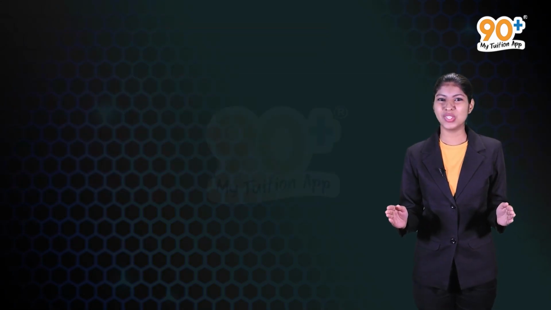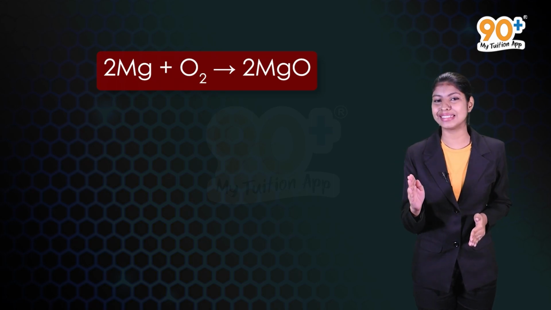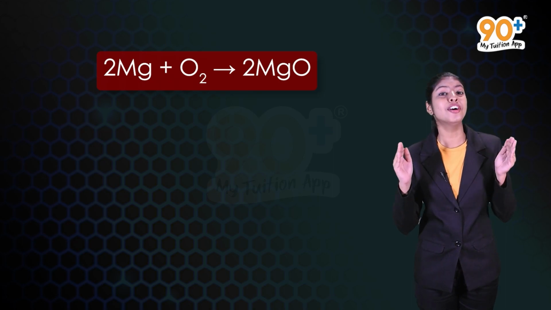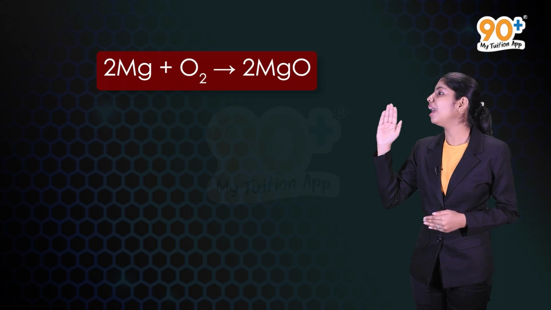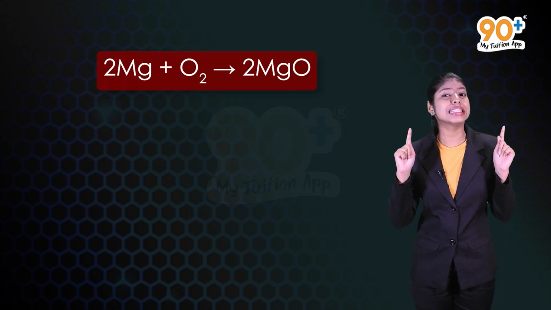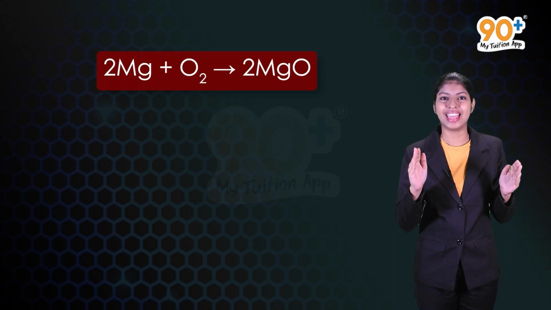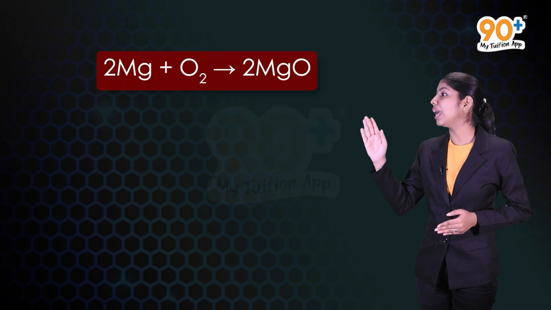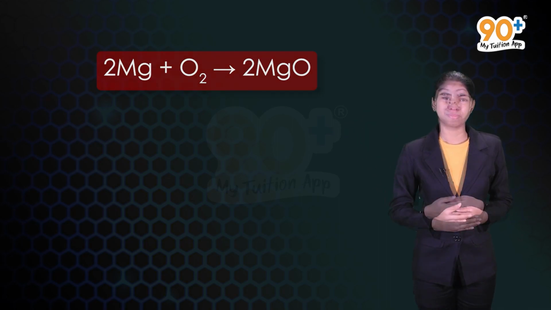So we can also say that formation of magnesium oxide from magnesium and oxygen is also an example for combination reaction. That is, magnesium and oxygen react to form a single product, that is magnesium oxide. And here you can see the chemical reaction. That is 2Mg plus O2 gives 2MgO.